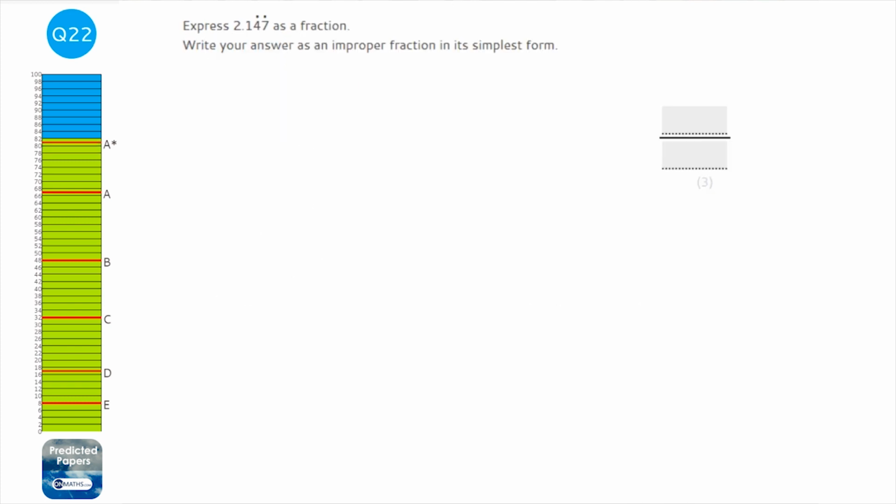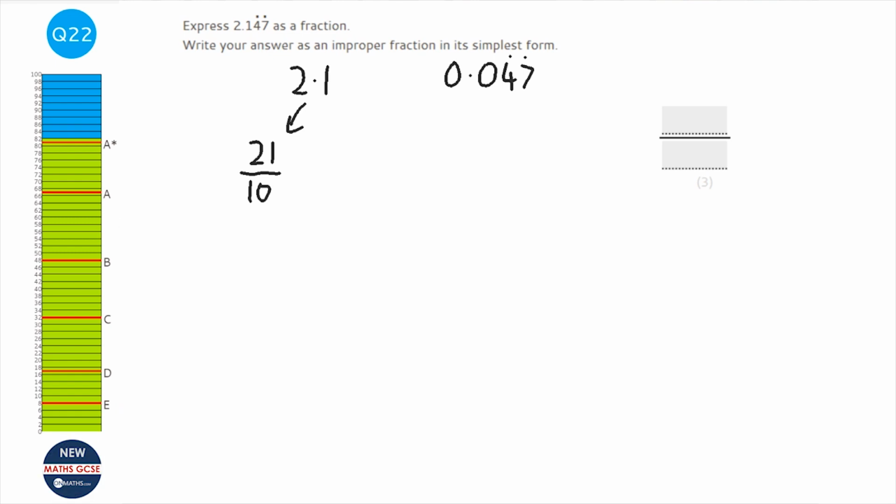So we're asked to convert the recurring decimal into a fraction, and it's quite a difficult one. So we've got the 2.1 that we're going to have to deal with, and we've got the 0.047 recurring that we've got to deal with. And I'll probably deal with them separately. So this one is quite easy. If 0.1 is 1/10, then this would be 21/10. Okay, that would make 2.1. So that's the easy bit.